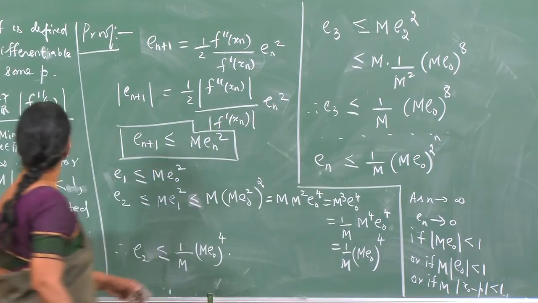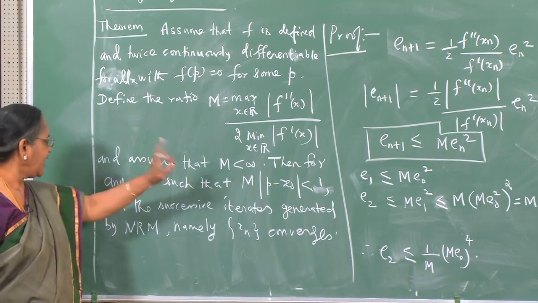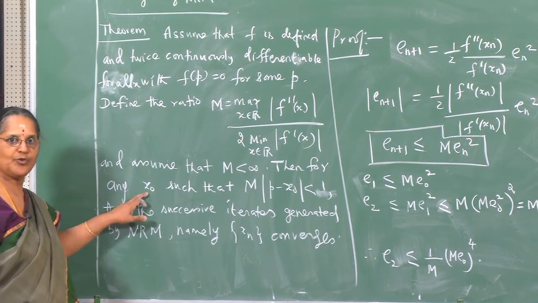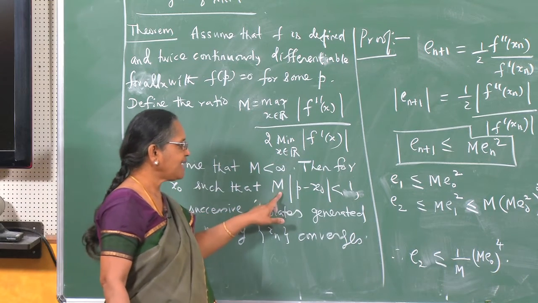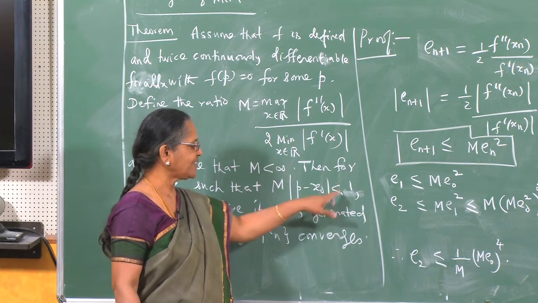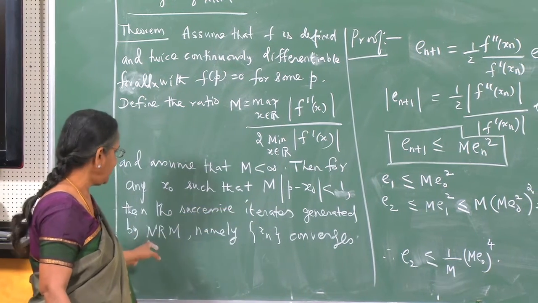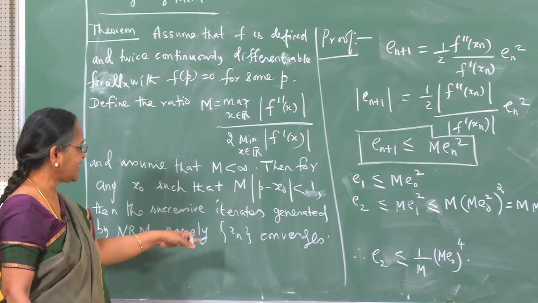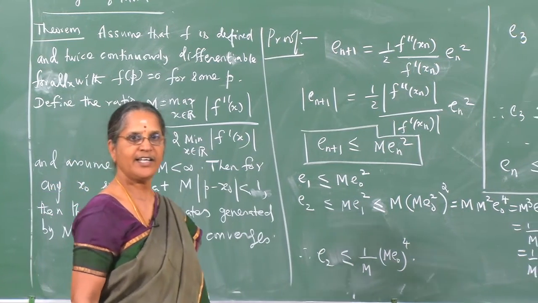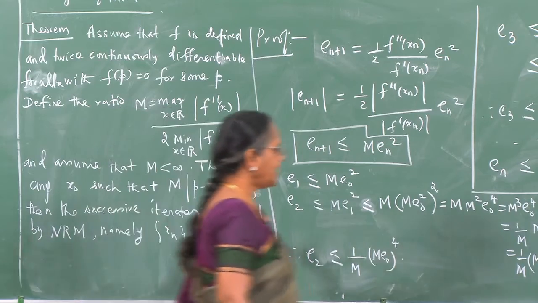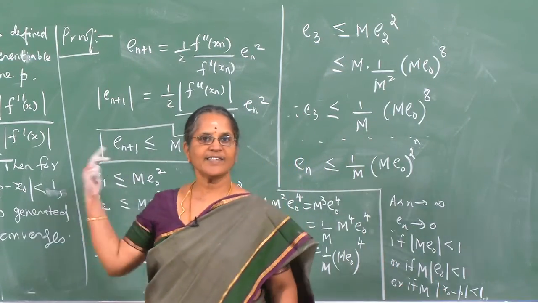less than 1. And we observe that that is what we have to show, namely for any x naught that we choose as an initial approximation, if this is such that m times mod x naught minus p is less than 1, then the successive iterates generated by the Newton-Raphson method, namely xn, will converge to a root of the equation correct to the desired degree of accuracy. So, this condition must be satisfied by the initial condition. So, what does the theorem say?